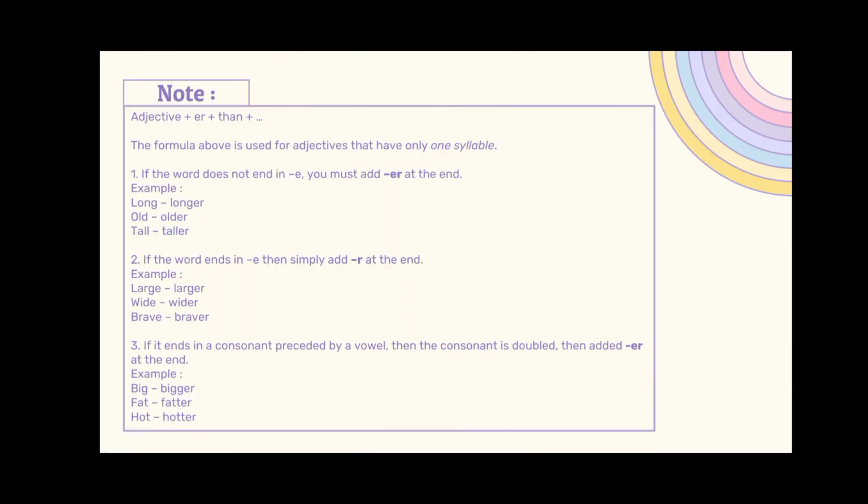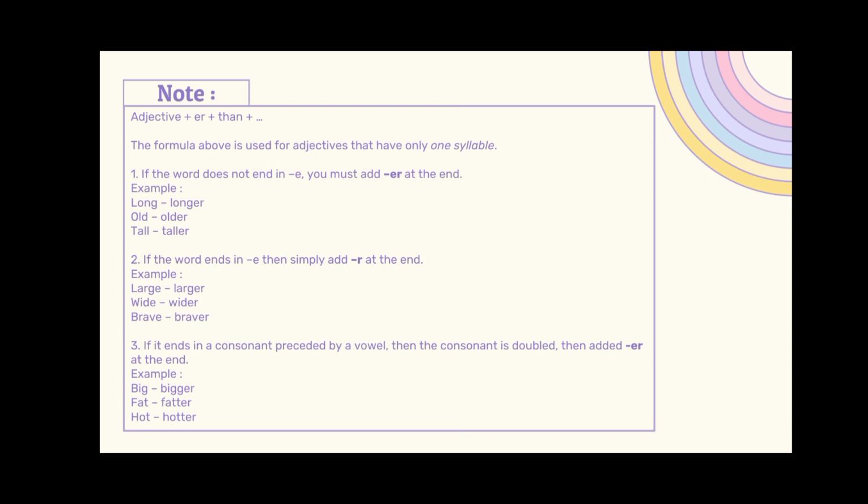Note: adjective plus er plus than. The formula above is used for adjectives that have only one syllable. 1. If the word doesn't end in e, you must add er at the end. Example: long, longer, old, older, tall, taller.